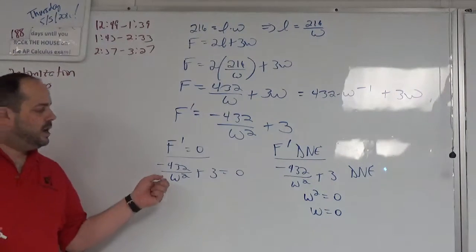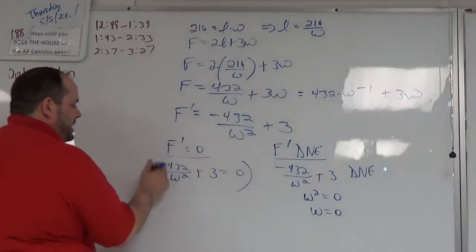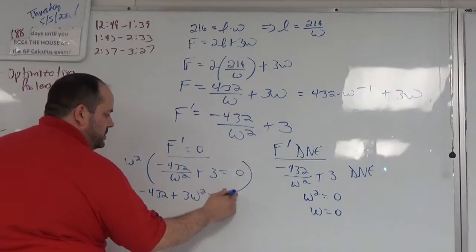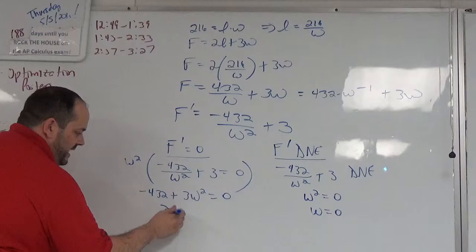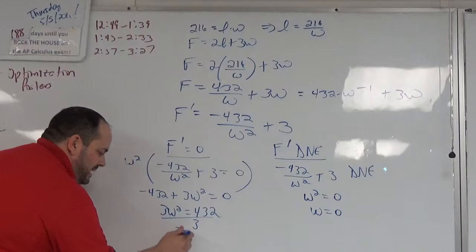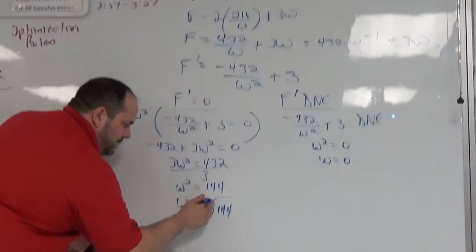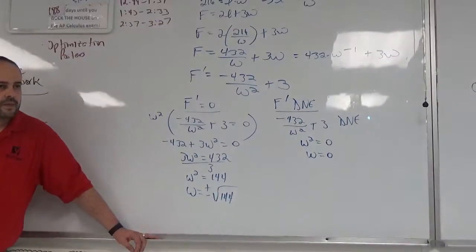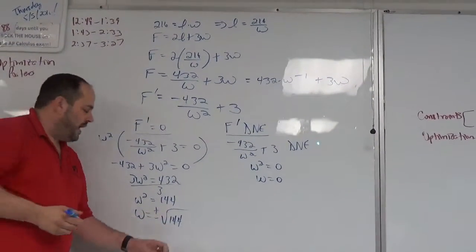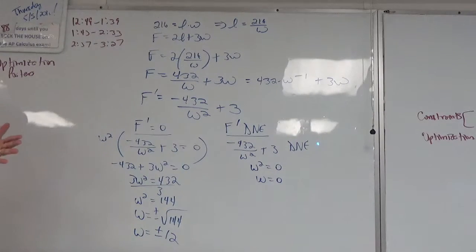Over here on this side, I'm going to use my fraction killer powers. I'm going to multiply everything through by W squared to get negative 432 plus 3W squared is equal to 0. A little bit of algebra is going to go a long way. 3W squared is 432. Divide by 3, so W squared is 144. W is going to be plus or minus the square root of 144. And all my folks that survived 6th grade know that the square root of 144 is 12. So W equals plus or minus 12.